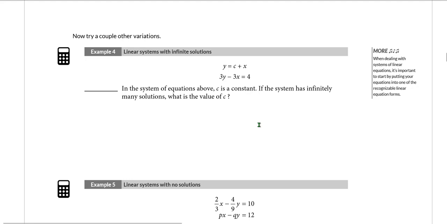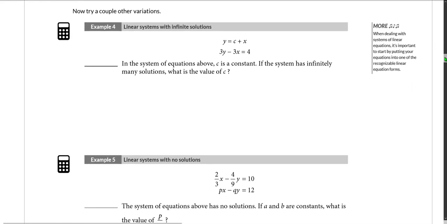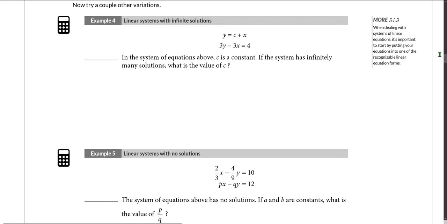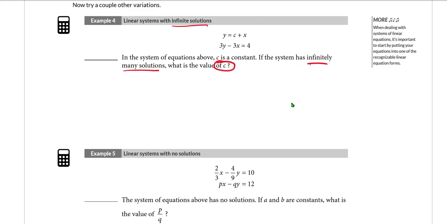Here are a couple of other variations that will probably look a little bit more like the kinds of questions that you will get asked on the test. So in example 4, again, if you have understood the previous material well, you might want to try this one on your own. In example 4, we are being told, both up here and in the question, that there are infinitely many solutions, and we are being asked what the value of C is.